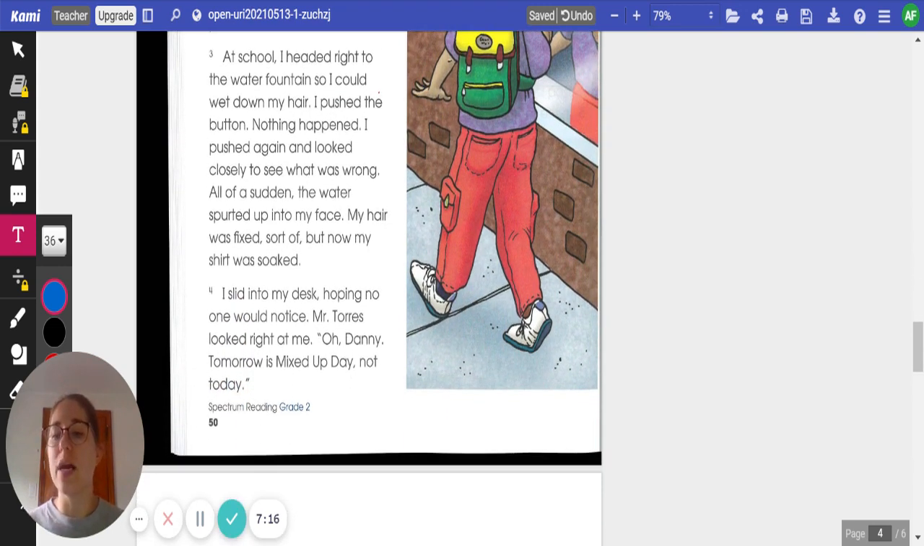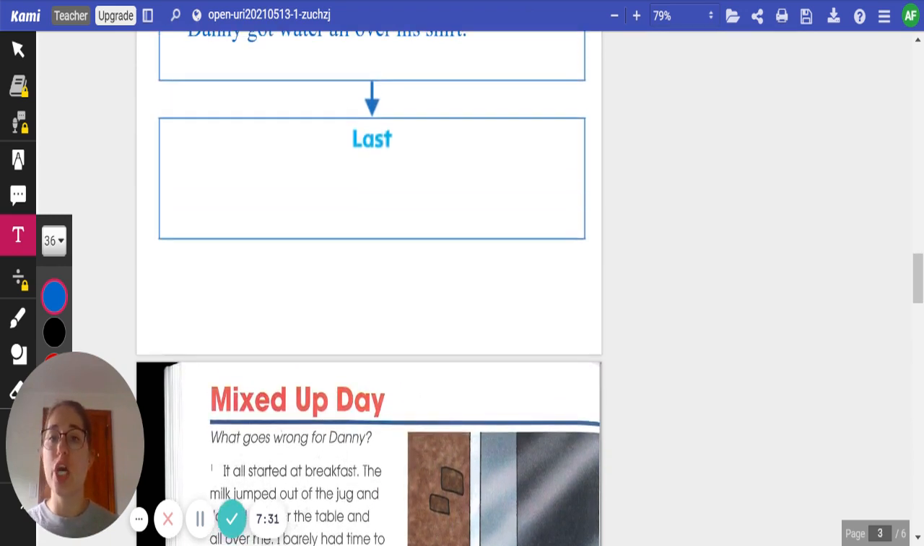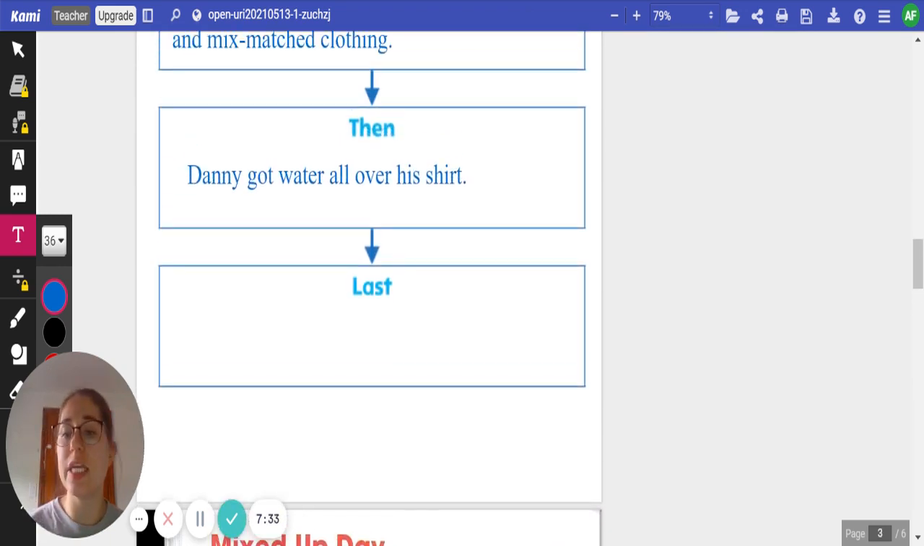Let's read our last paragraph. Paragraph number 4. I slid into my desk, hoping no one would notice. Mr. Torres looked right at me. Oh, Danny, tomorrow is mixed-up day, not today. What's the last thing that happens in our story? Go ahead and pause and fill in the last rectangle of our graphic organizer. And when you hit play, we will review what the last thing that happened to Danny was.